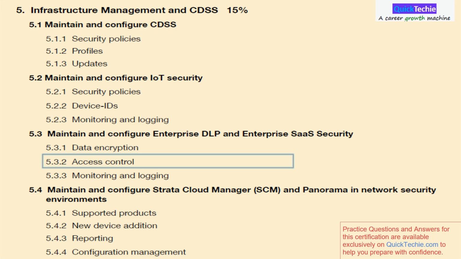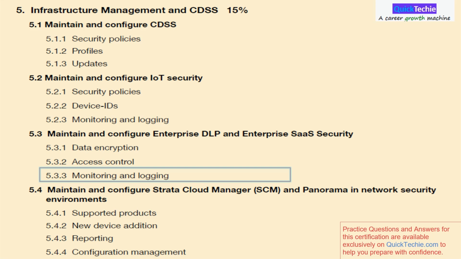5.3.3 Monitoring and logging. Explanation: monitoring user activity, data access patterns, and policy enforcement within SaaS applications is crucial for detecting and responding to potential data breaches or misuse. Detailed logs support forensic analysis and compliance reporting. Scenario: the system logs show that a user from the sales department is attempting to download an unusually large number of confidential engineering documents from a SaaS collaboration tool. This triggers an alert via the SaaS security monitoring, prompting an investigation into potential data exfiltration.